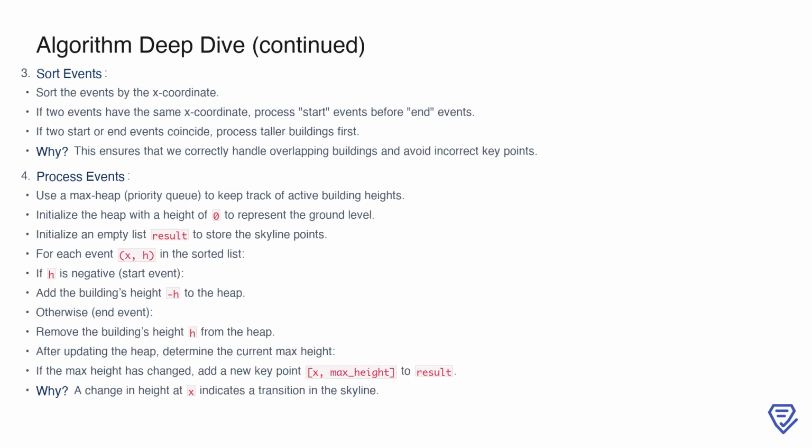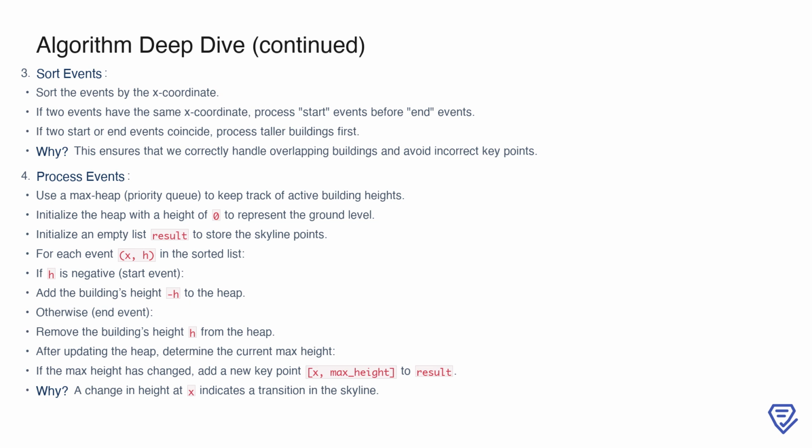Once the events are extracted, we sort them by x-coordinate. If two events occur at the same x-coordinate, we prioritize start events over end events. Additionally, if two start or end events coincide, we process taller buildings first. This sorting ensures that we handle overlapping buildings accurately and avoid introducing incorrect key points. After sorting, we begin processing the events using a max heap, which helps us track the heights of active buildings efficiently. The heap is initialized with a height of 0 to represent the ground level, and we maintain an empty list called result to store the key points of the skyline.